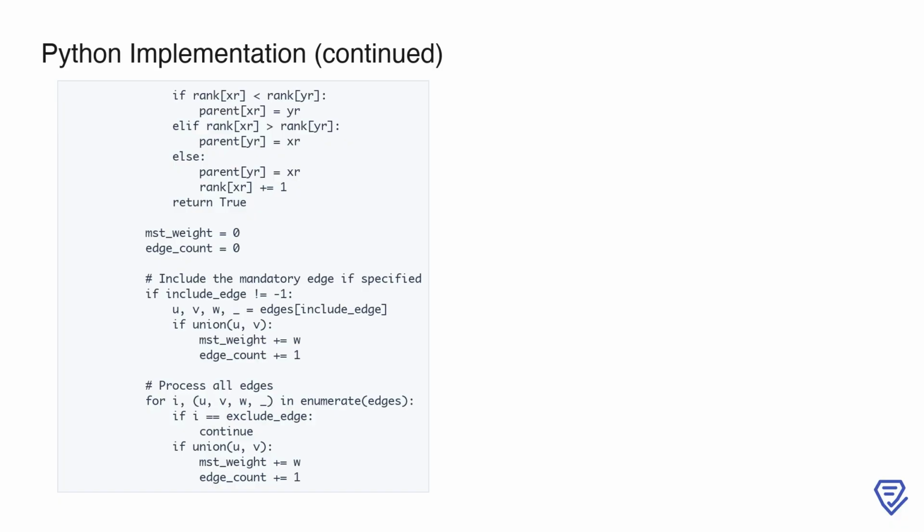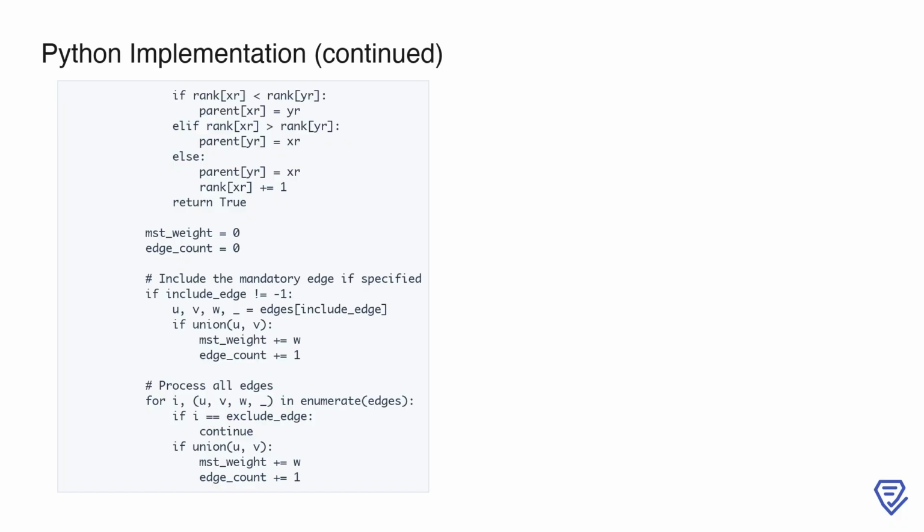Next, we initialize the MST_weight to 0 and edge_count to track the number of edges in the MST. If an edge is mandatory, specified by the include_edge parameter, we process it first by extracting its details and attempting to union its nodes. If the union is successful, we add its weight to the MST and increment the edge count. After this, we iterate through all edges, skipping the one specified by exclude_edge if necessary.